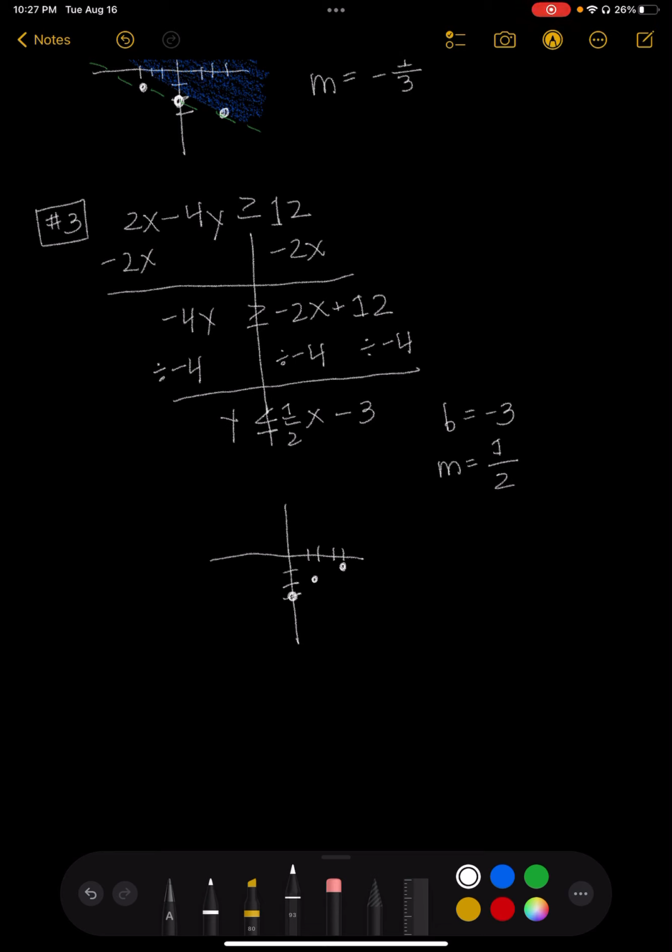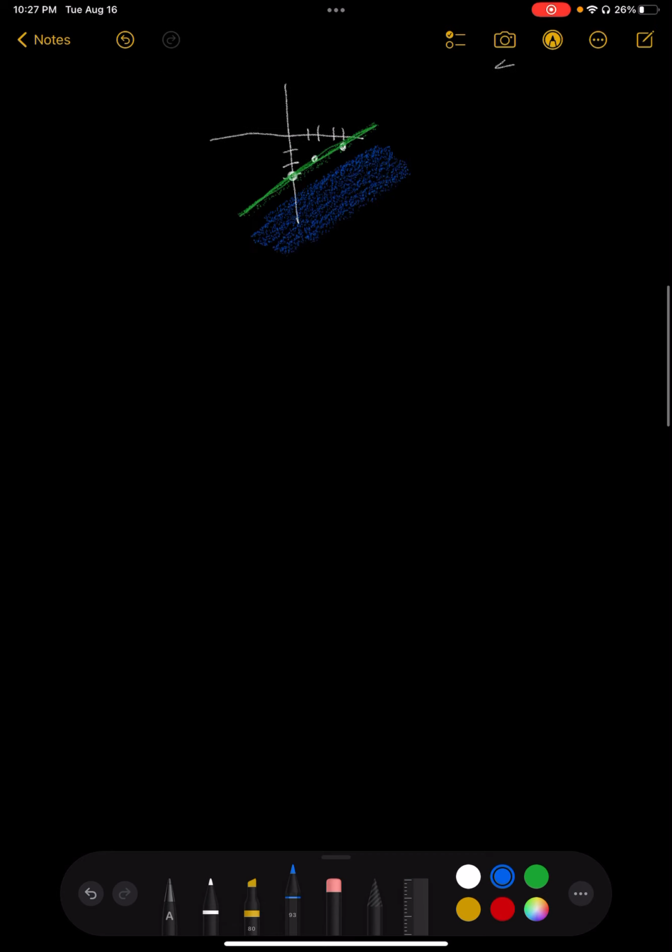And then based on the rules from above, we have a less than or equal to sign. Because of that extra equal to, we know that it's going to be a solid line. Sorry, I should make that a little bit darker. Okay, and then because it's less than, we shade below. And there we go. All right, let's go through just one more example.